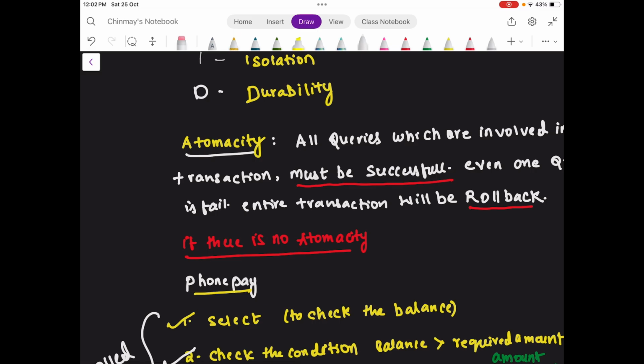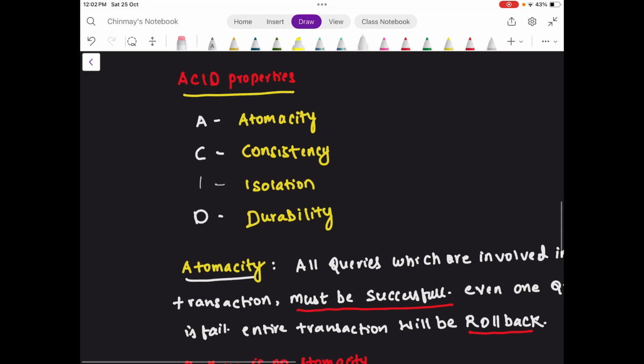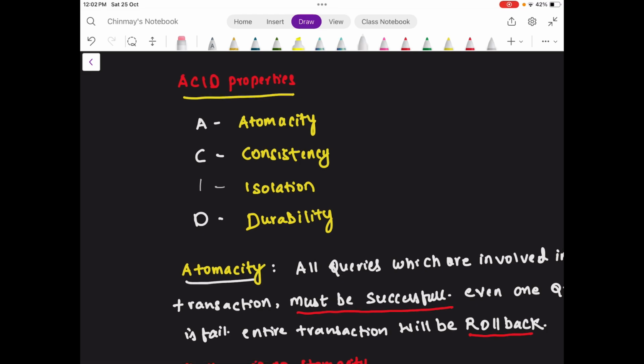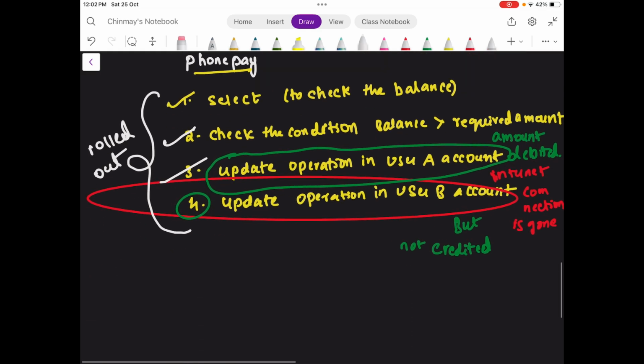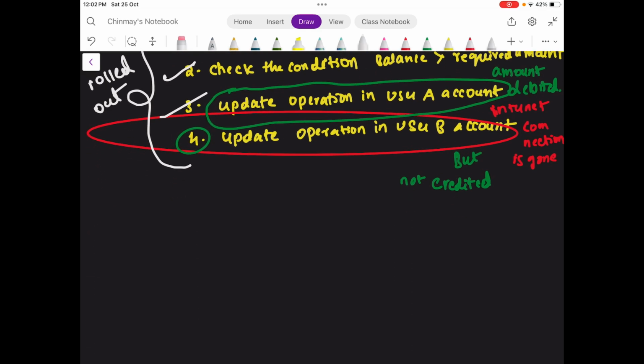Next property is consistency, but before discussing consistency, we will discuss isolation first. Later you will understand why I discuss isolation first. Isolation is the most important property. You should understand everything in detail regarding isolation. A lot of use cases will be covered here.